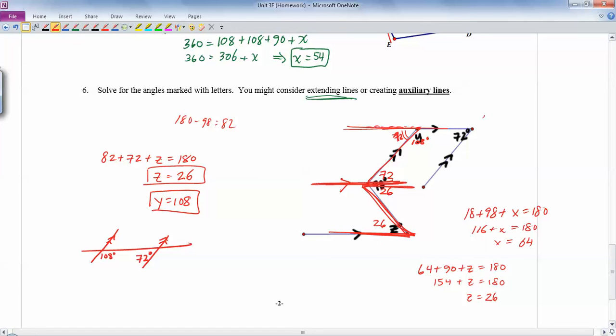I've even seen some students extending this line and then sort of working their way around this shape somehow, and then working their way into that little tiny triangle down there. So there are lots of different ways of going about this.